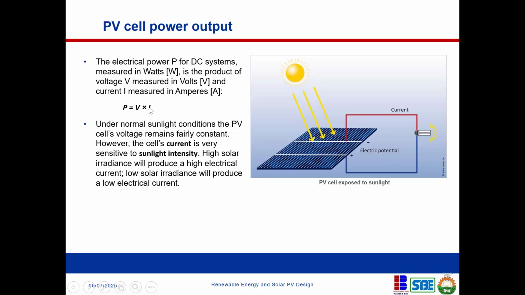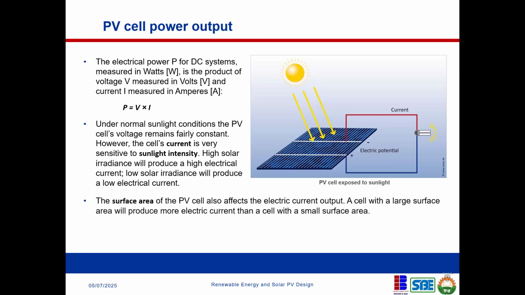If the sun increases, the current increases. If the sun reduces, the current reduces. And when you put this as a product, it ultimately affects the power that you're getting from the PV module. So one of the things that increases the yield of your PV is the intensity of the sun. Once the intensity of the sun increases, your PV module output increases. So that is one thing that we should note.